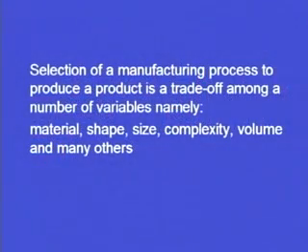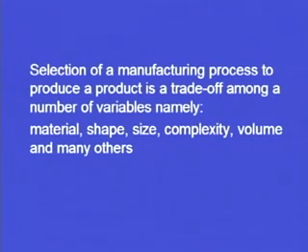So, the job basically is to convert a raw material into the final product. But the problem arises that there are a number of manufacturing processes out of which we have to choose which manufacturing process we should use to convert the raw material into the final product. So, selection of a manufacturing process to produce a product is a trade off among a number of variables. So, what are these variables?